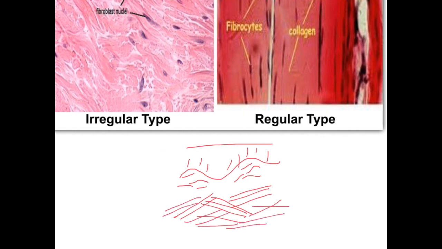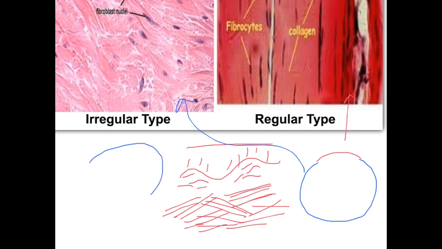So, there is no contradiction between the two pieces of information. It is also present in the sclera of the eye. Here we have the cornea. This is the cornea, which is formed of this type. But the sclera here, which is the opaque part of the eye, is formed of this part. Also, it is present in the capsule of glands for protection.